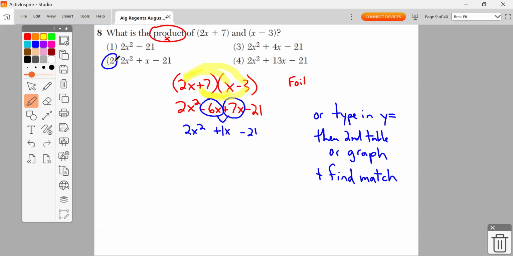The other cheater way to do it is to type it into your y equals. So you type in this whole thing into your y equals. Remember, we're multiplying them together, so it's really going to look like this with 2 sets of parentheses right next to each other. Type it into your y equals, and then type in your choices individually. Hit second and table and find the match, or graph it and find the match.